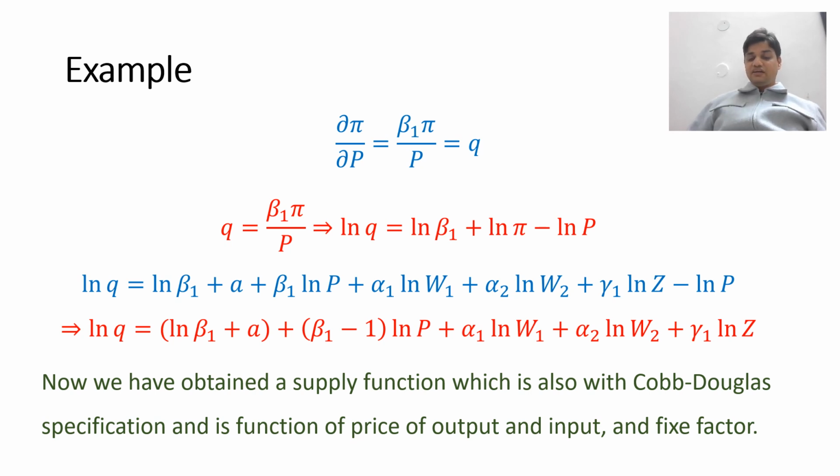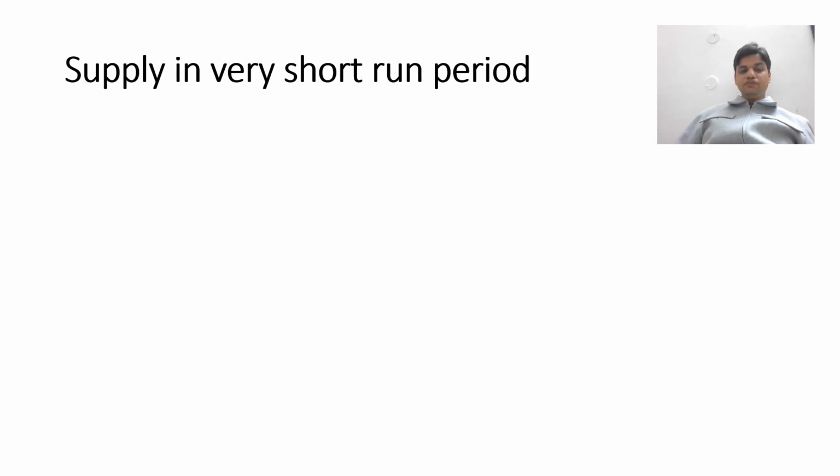So we said while discussing profit function that there is one-to-one correspondence between profit function and the output supply function or the production function. So we started with a Cobb-Douglas profit function, and the output supply function is also of Cobb-Douglas specification. So there is a one-to-one correspondence between the two.